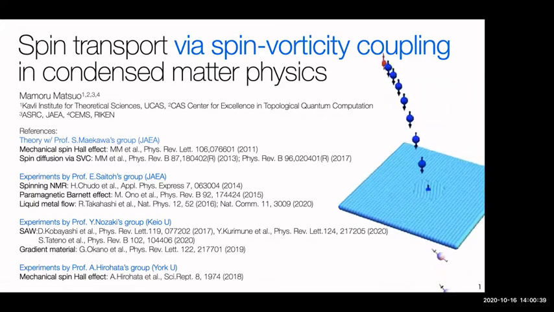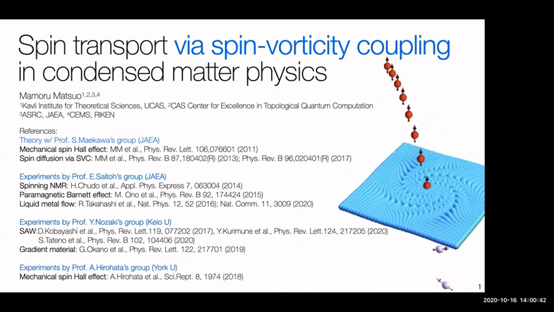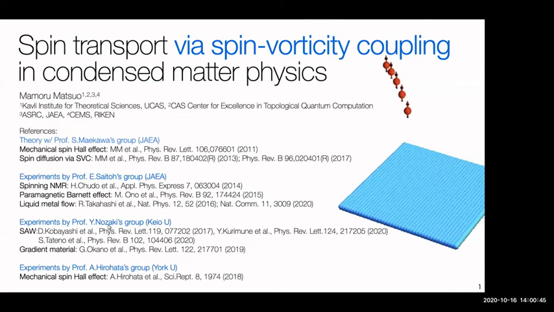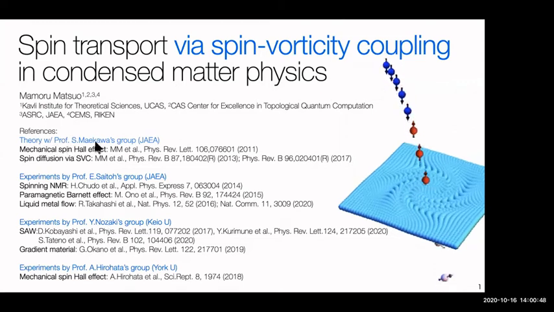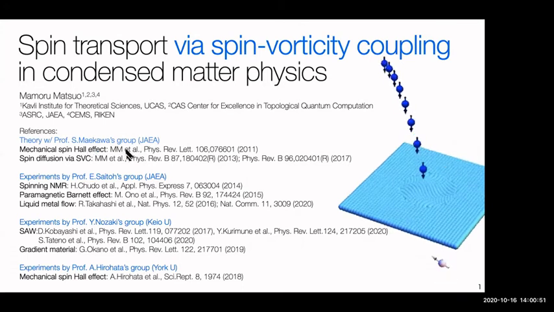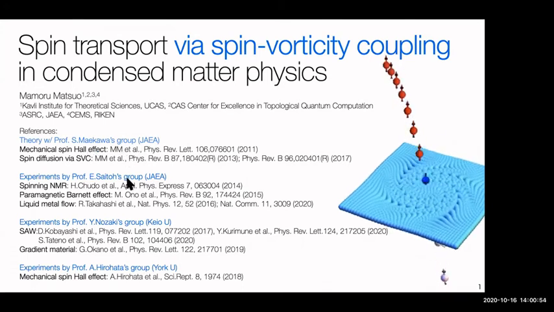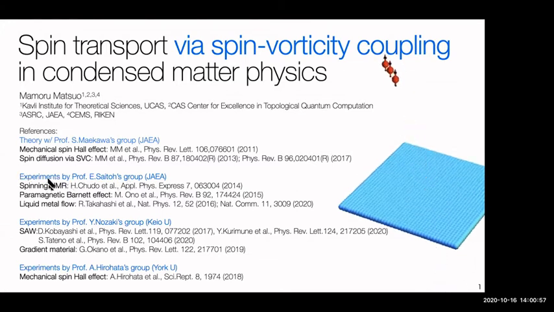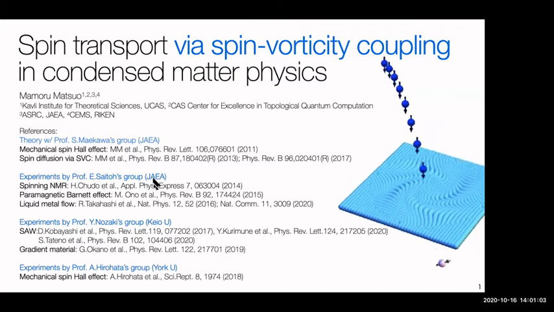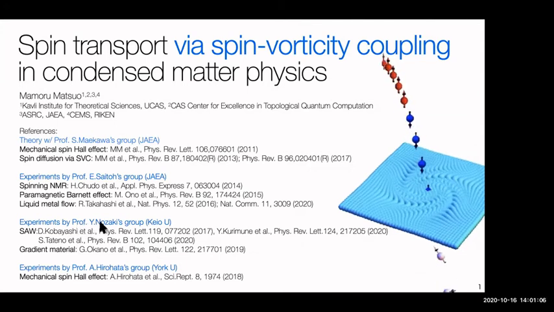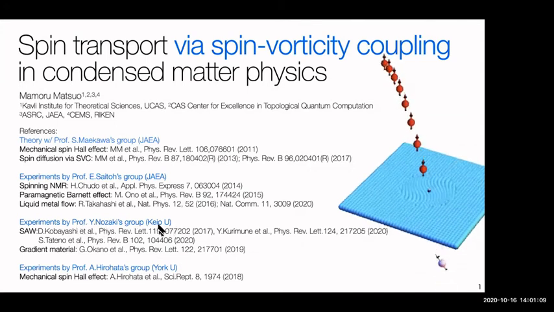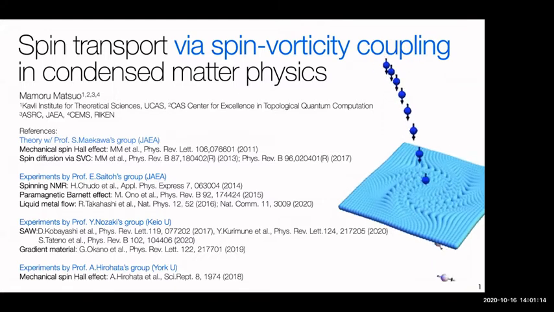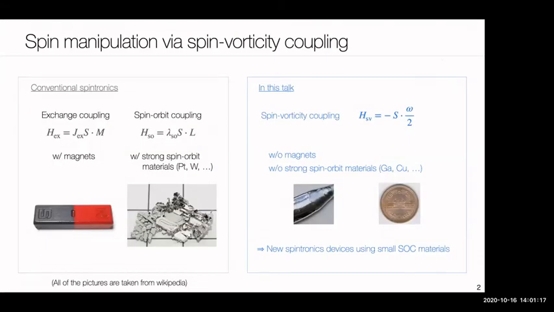I'm very happy to be here because our theoretical prediction, done in collaboration with Professor Mike Howard of the JAEA, was very nicely demonstrated experimentally in collaboration with the experimental group of Professor Saitoh of the JAEA, Professor Hiro Nozaki's group of Keio University, and Professor Hirohata's group at York University. Okay, so today I'd like to focus on spin manipulation via the spin vorticity decoupling.